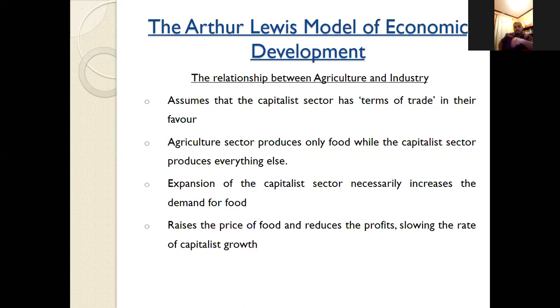Now, this occurs as time progresses. So you'll find that as a result of the expansion in the capitalist sector, the demand for food increases. That demand, holding supply constant, causes the price to increase. Obviously, food is a basic necessity, and it begins to reduce the profits which capitalists make, and that slows the rate of the capitalist expansion. Therefore, we see very clearly being elucidated in this regard that in a situation where a modern capitalist sector exists alongside this backward agricultural sector, it will begin to impede the rate of growth of the industrial sector.